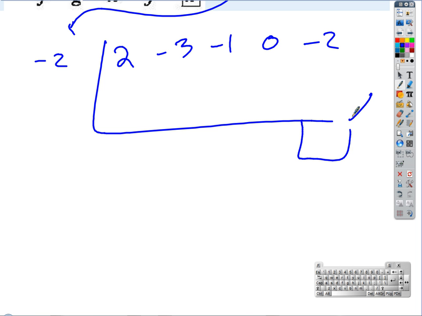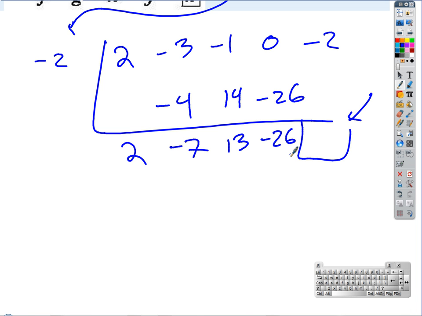And we're just trying to find k, which was that number in there. Right? So we bring the 2 down. That's 4 times negative 2 is negative 4. I add those up, negative 7. Negative 7 times negative 2 is 14, add 13... 56, 56. Plus negative 2, 54. 54. Buzzer beater.